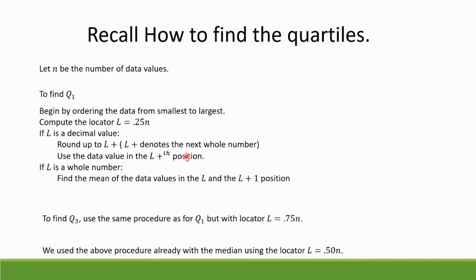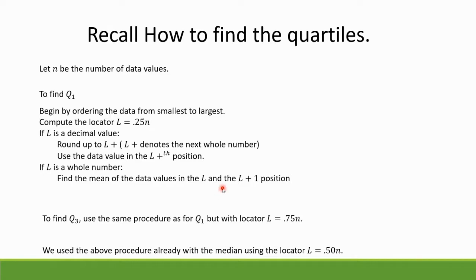Then you use the data value in that position. Now, if instead L were a whole number, then you look at the number in the L and the L plus 1 position, and you take their average. You know, their mean. Mean is a fancy word for average, okay? Good. All right.